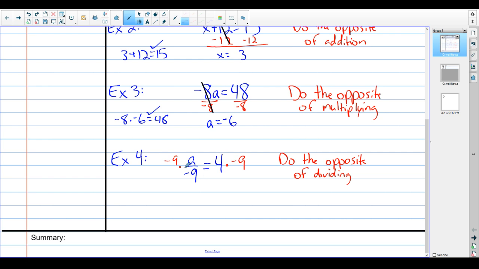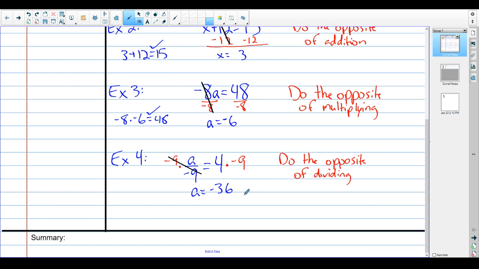We still have 9 divided by 9, and then this is still going to cancel out. Anything divided by itself is 1. Okay? And then on the other side, this is math we can do. 4 times negative 9 is negative 36.